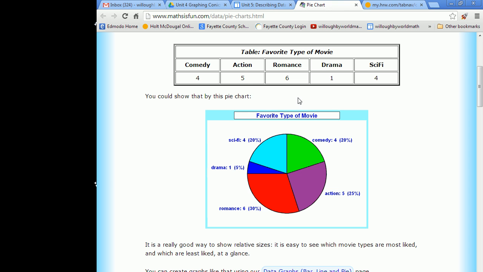So if we added this up, we'd see that there are 20 of your friends you must have surveyed. So 4 divided by 20 would tell us that comedy is 20%. 5 divided by 20 for action gives us 25%. So looking at the pie chart and looking at the data, you can obviously tell what most of your friends like. And looking at our pie chart here, you can also quickly see it's the biggest piece of pie versus the drama is the smallest.